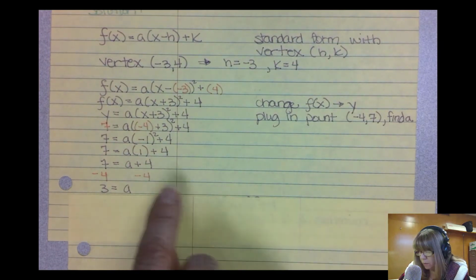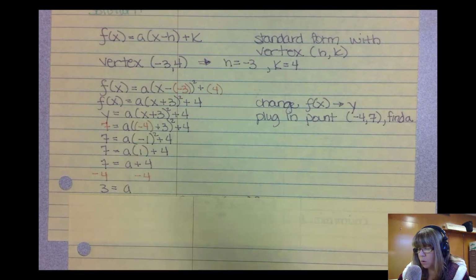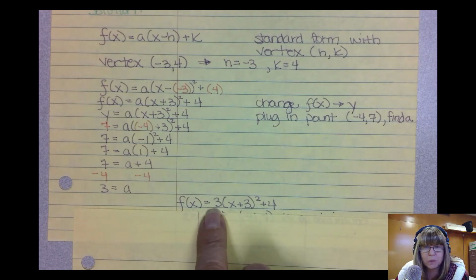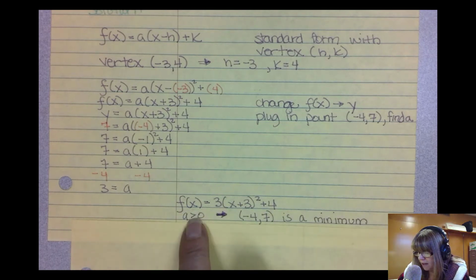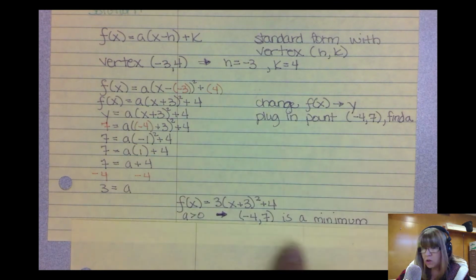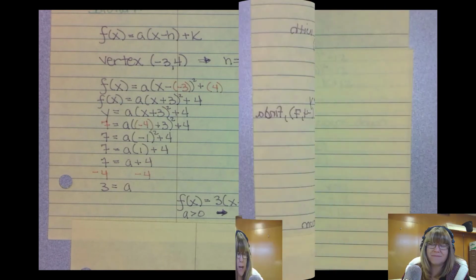Now, given a equals 3, and we know our vertex, we can rewrite our standard form using what we know about a, what we know about h, and what we know about k. Throwing all of that in there, we get f of x equals 3 times (x plus 3) squared plus 4. And because our a value is greater than 0, we know that our vertex is a minimum. It opens upward. So our vertex is at the minimum portion of our parabola.